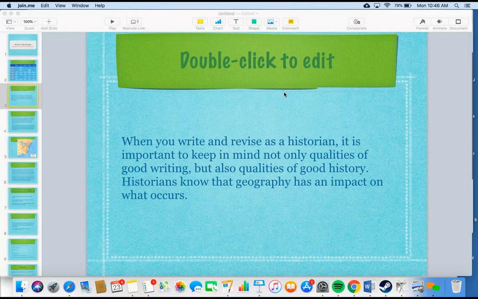So your teaching point today is that when you write and revise as a historian, it is important to keep in mind not only qualities of good writing, but also qualities of good history. Historians know that geography has an impact on what occurs. So when we think about that, there are places where that's really obvious.